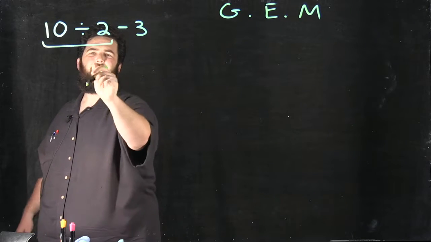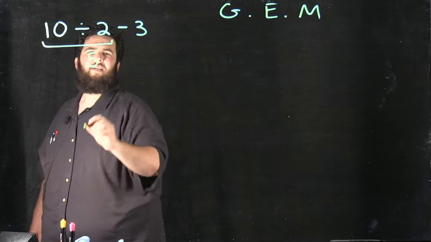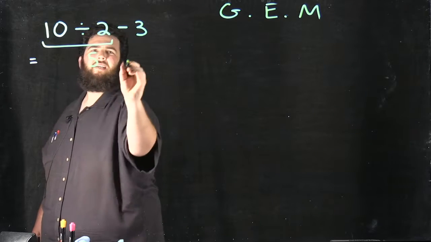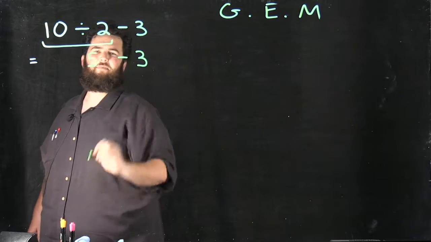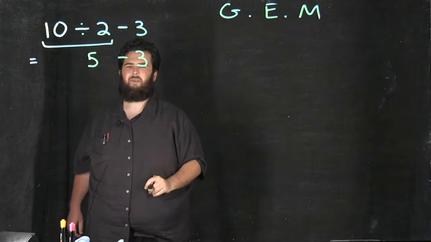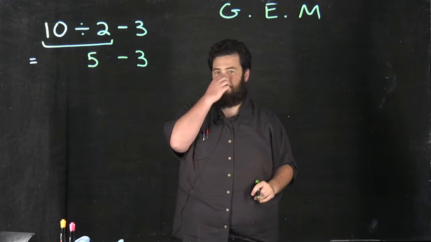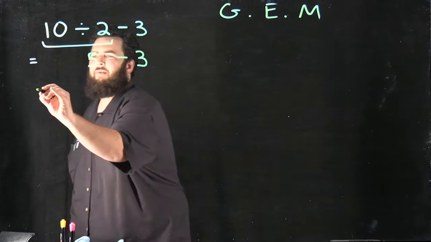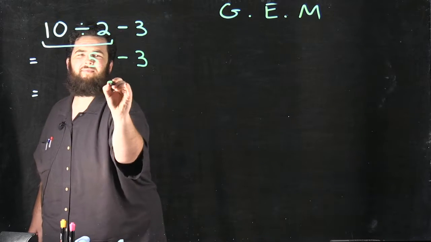Here's 10 divided by 2 is 5. Now we're going to just continue our expression down here. Now I'm left with 5 minus 3. That's nice. Equals 2.